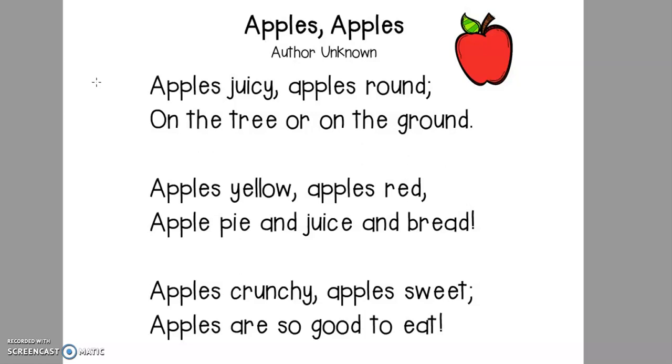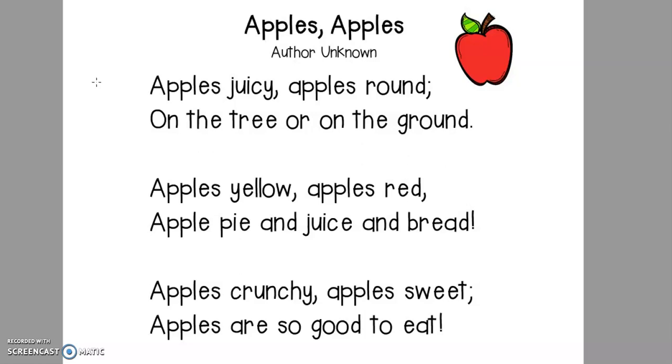Apples juicy, apples round, on the tree or on the ground. Apples yellow, apples red, apple pie and juice and bread. Apples crunchy, apples sweet. Apples are so good to eat.